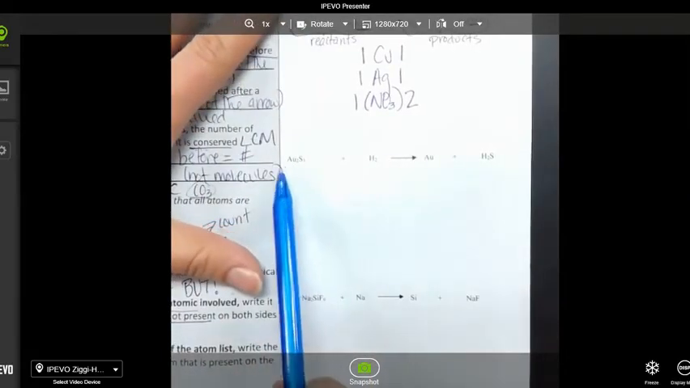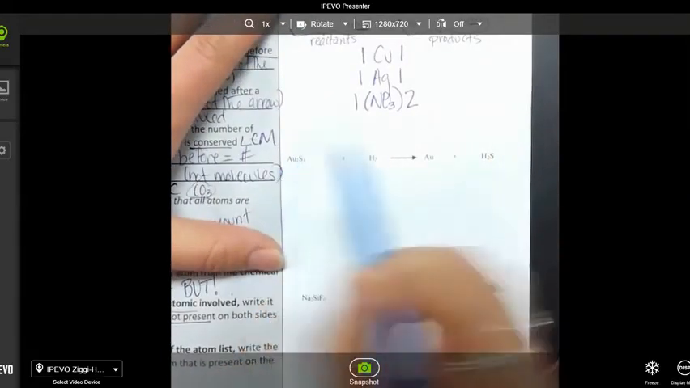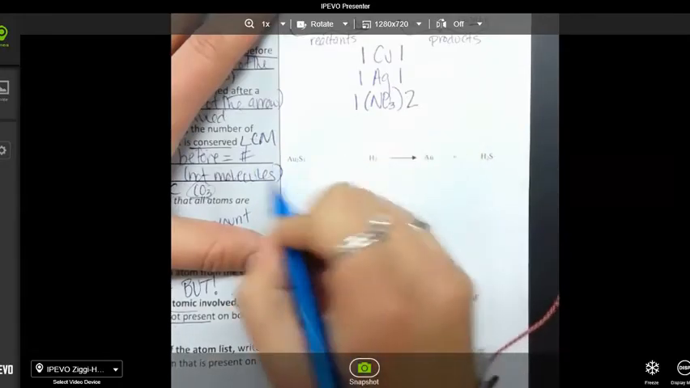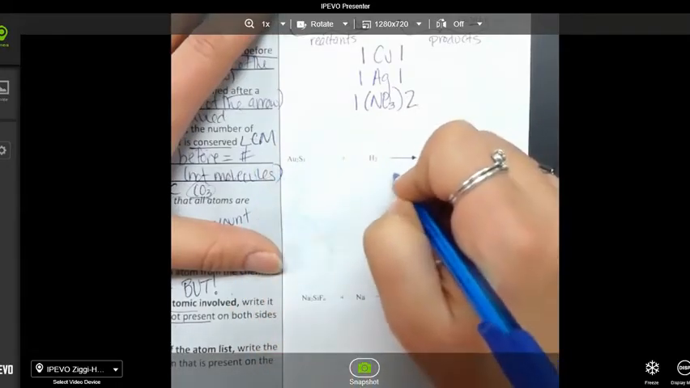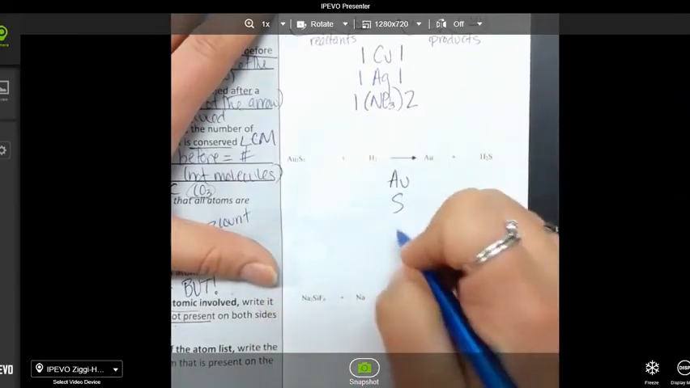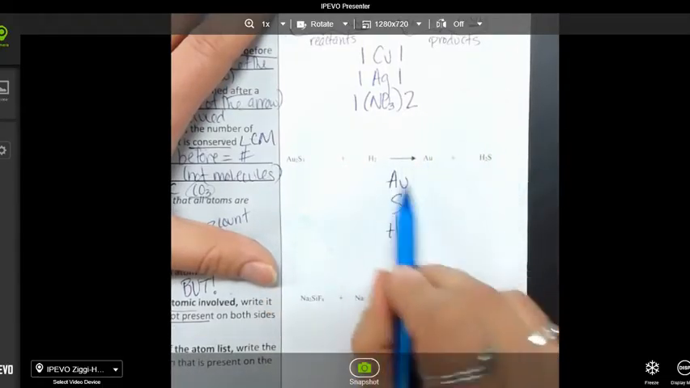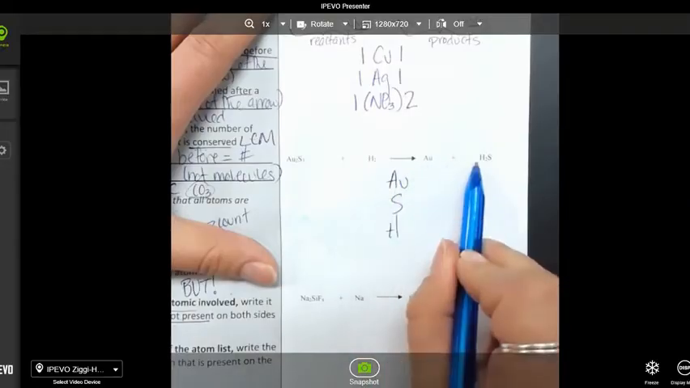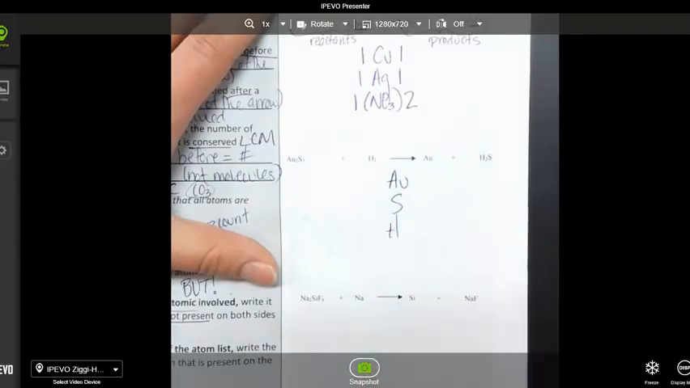Okay. All right. Atom inventory for the next set. All right. So let's write our list of atoms. We have Au2S3, gold sulfide. So the first atom I have is Au. Then I have sulfur. Then I have hydrogen. Now I don't need to keep writing because I've already listed gold. I've already listed hydrogen. I've already listed sulfur. So I'm going to count the number of atoms that are on my reactant side.